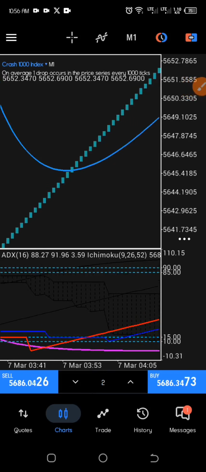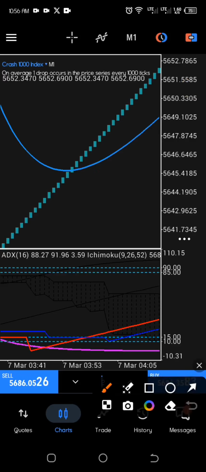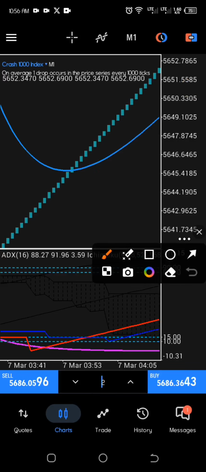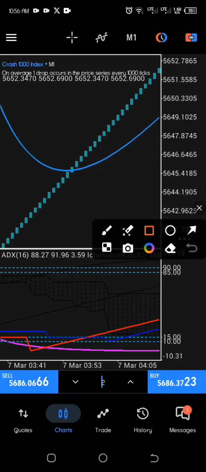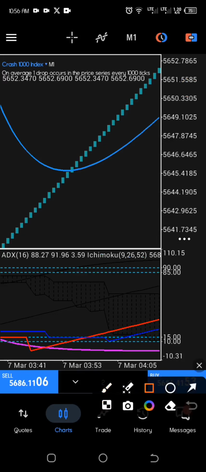I'm going to explain this again. Anytime you come to the chart, the first thing you are looking for is the ADX. Does the ADX touch the 15 level? After touching the 15 level, we are looking for the Ichimoku red line to cross above the ADX. After the red line crosses above the ADX, the next thing we wait for is the red line to also cross above the blue line of the Ichimoku. So we want to see the Ichimoku lines cross each other.